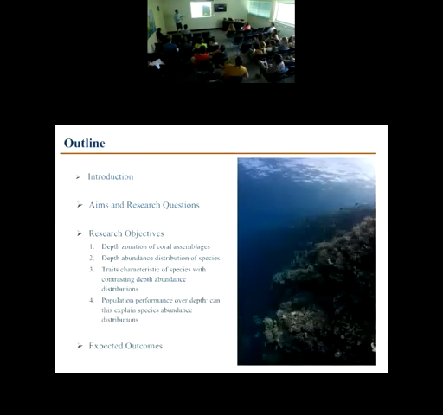So what I'm going to do is tell you a little bit about the introduction, situate my research, the aims and research questions that I'm going to look at, and the research objectives: the depth zonation of coral assemblages, the depth abundance distribution of species, the traits which are characteristic of species with these differing depth distribution abundances, and then finally the population performance over depth and what this really means for all of the distributions that we see. And then some expected outcomes at the end of this project.